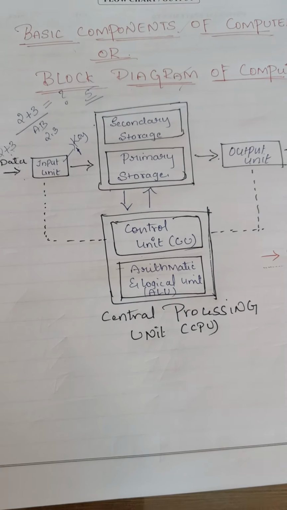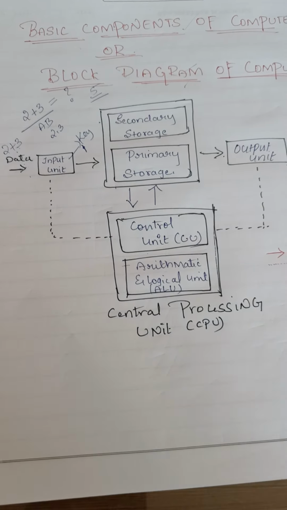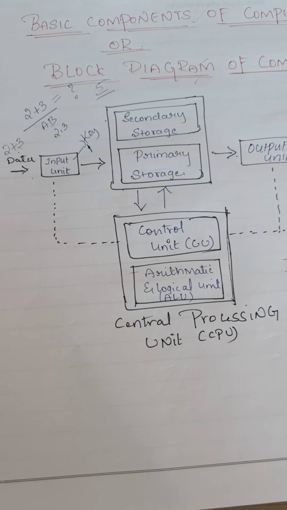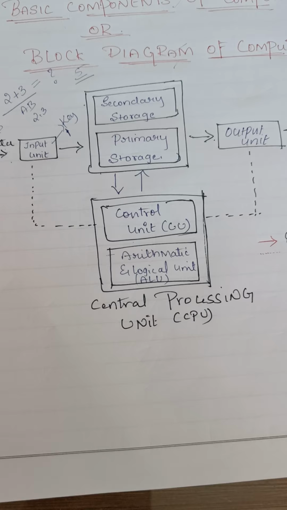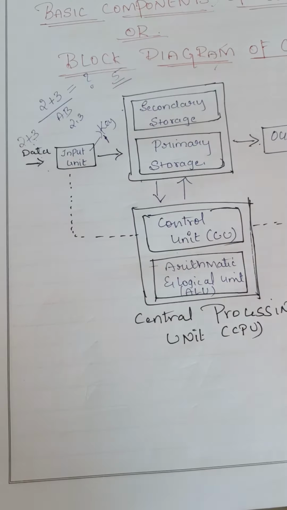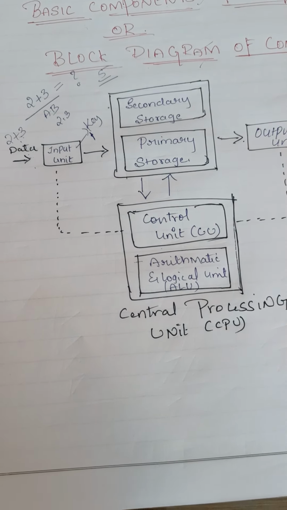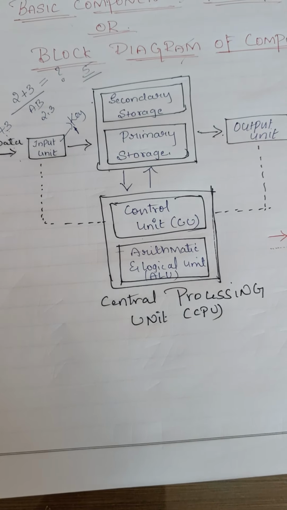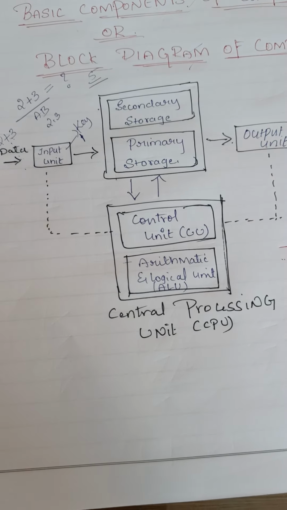So students, the computer has several parts: mouse, monitor, keyboard and the CPU. Inside the CPU there is a motherboard. Inside the motherboard again there are several components. But in the block diagram we are going to explain only the basic components, or basic parts.